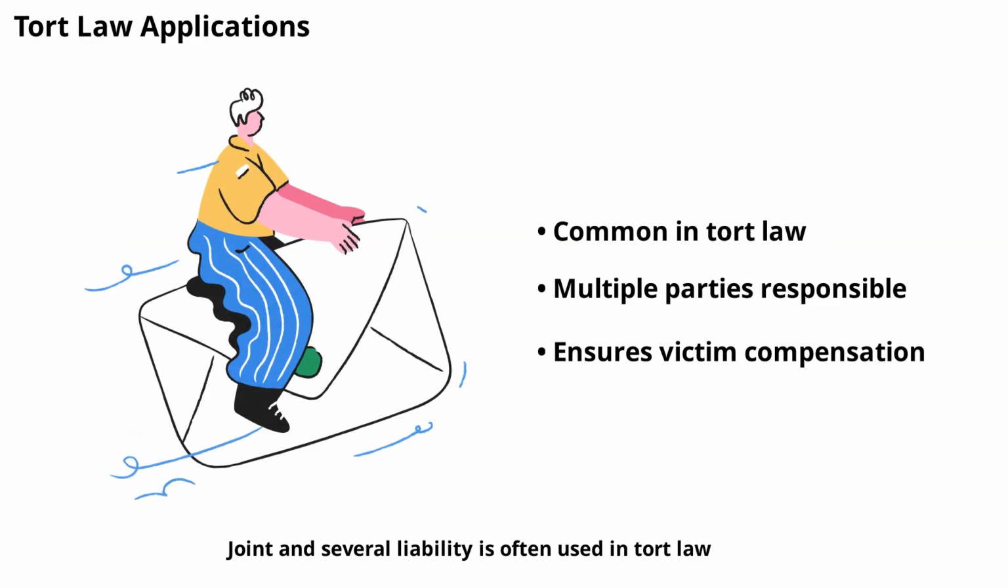Joint and several liability is often used in tort law, where multiple parties may be responsible for causing harm. For example, in a car accident involving several drivers, each may be held liable for the full amount of damages. This ensures that the injured party is compensated, even if some drivers cannot pay their share.